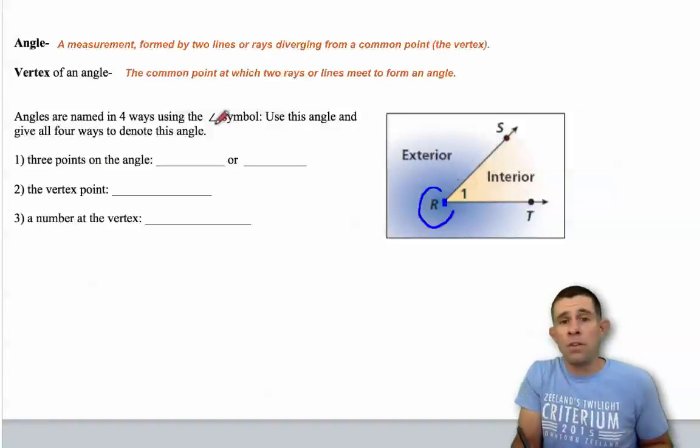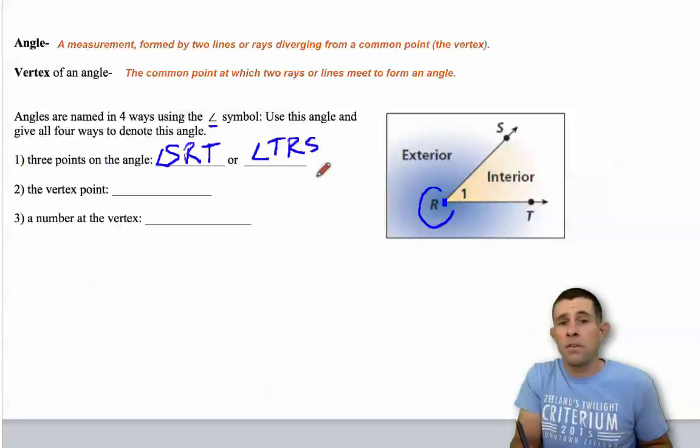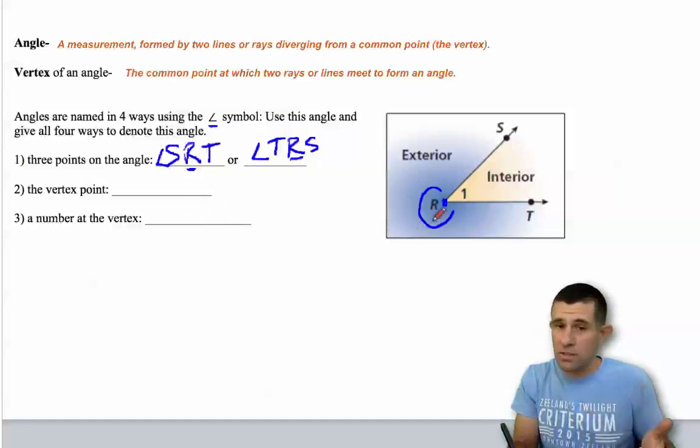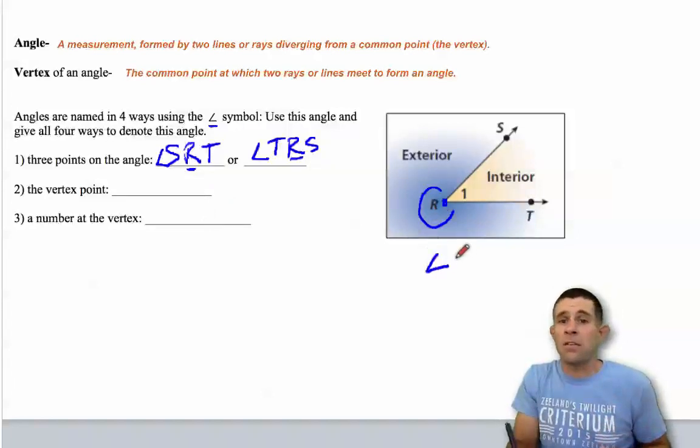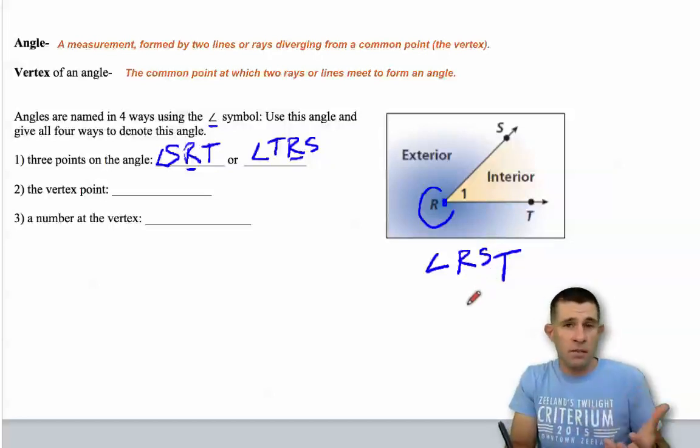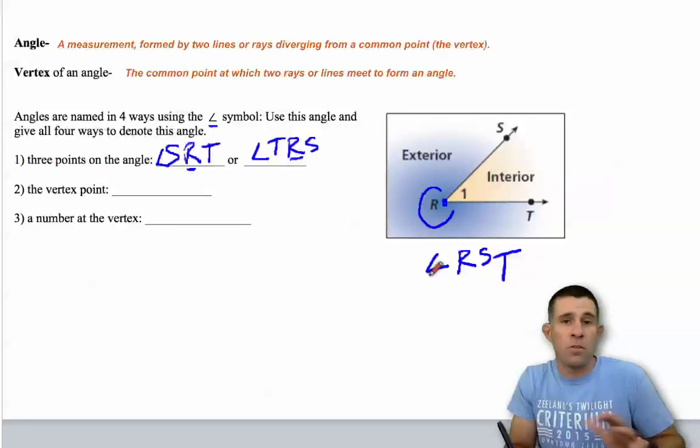When we name it, we're always going to use this little angle symbol. So here's one way to name this angle. I'm going to name it using 3 points, SRT. Now I can go in the opposite direction and I can name this angle TRS. You'll notice that R always comes in the middle, because it's the vertex of my angle. I cannot name this angle RST. That does not follow the naming convention needed to name the angle appropriately.